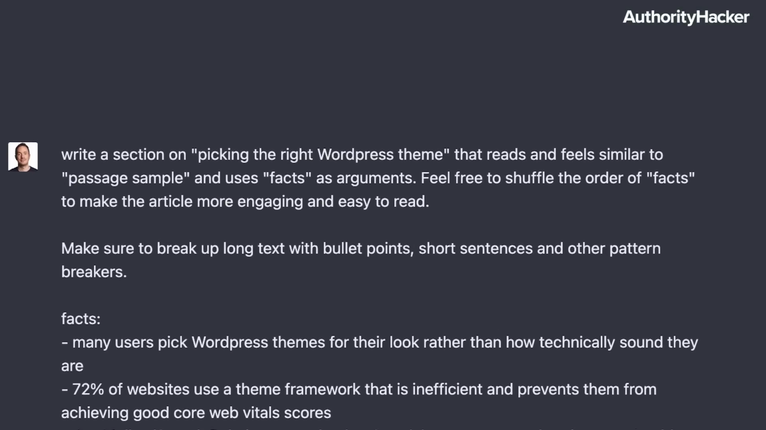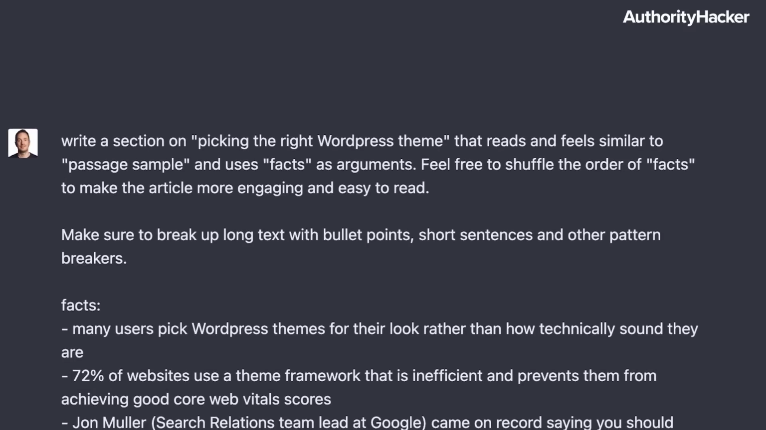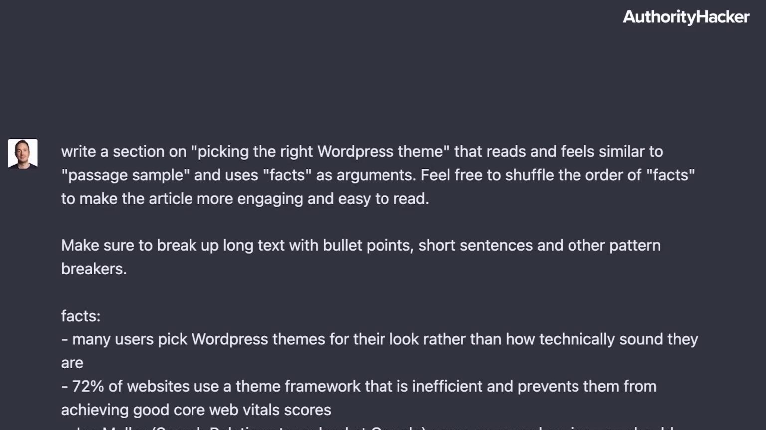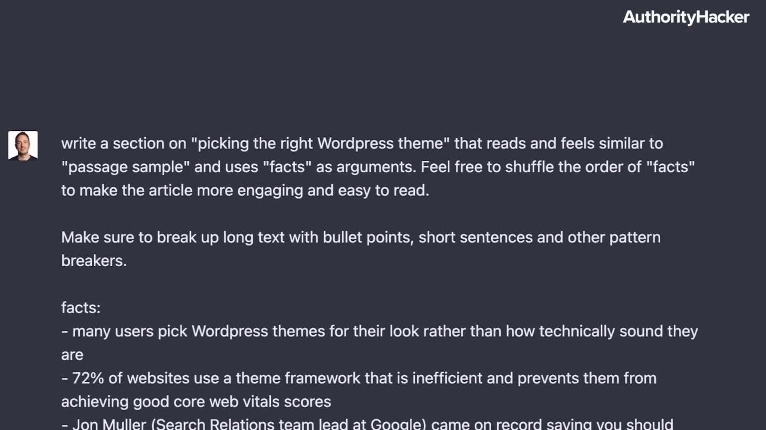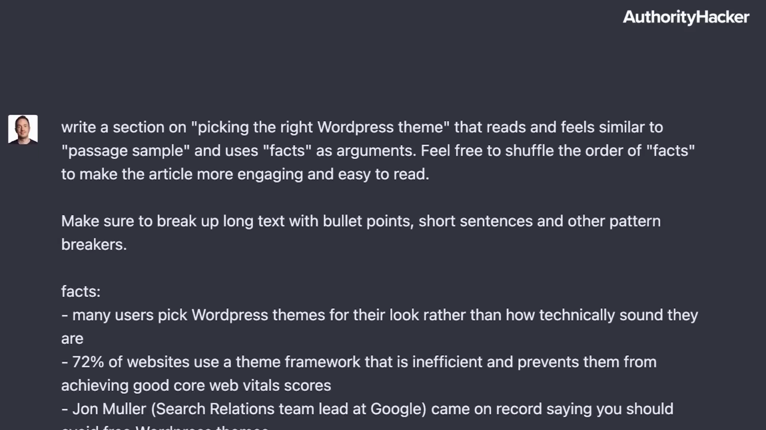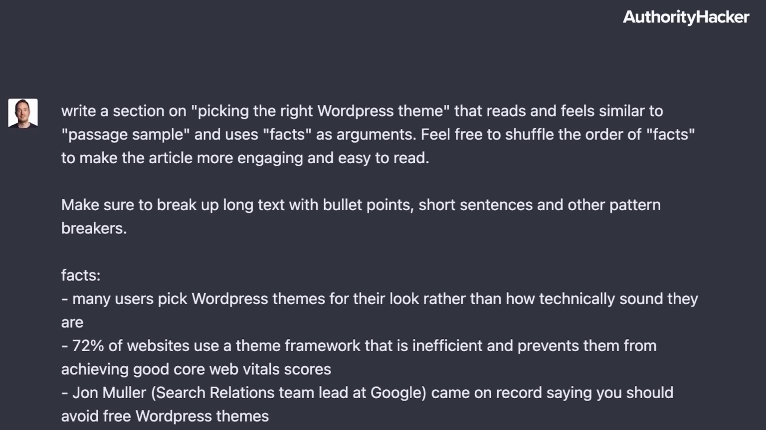So my query was like, write a section about picking the right WordPress theme that reads and feels similar to passage example and uses facts as arguments. So passage example is in quotes, and that's my first variable, and use facts, in quotes as well, is a variable as arguments. Feel free to shuffle the order of facts. I mentioned again my variable to make sure the article is more engaging and easy to read. Also it said, make sure to break the long text in bullet points, short sentences, and other pattern breakers, which it didn't do, and you will see that.